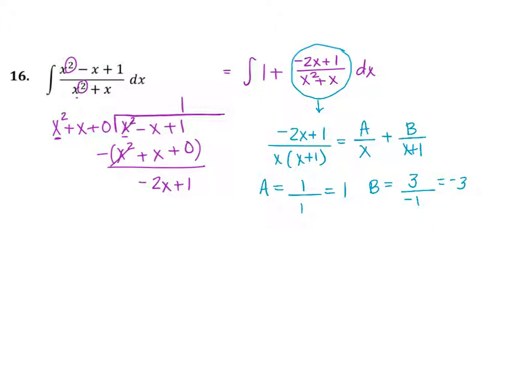And so now we can go ahead and look at what all we have to integrate. So we've rewritten all of that mess. We have a 1 plus, and then we have 1 over x, and then minus 3 over x plus 1, and then dx. Now we're ready to integrate all that. So we have x plus natural log absolute value of x minus 3 natural log absolute value of x plus 1.